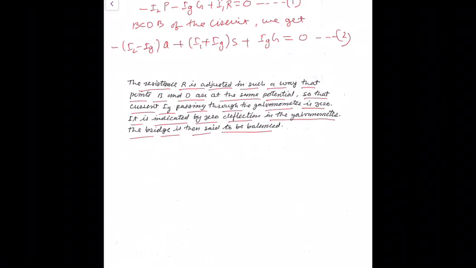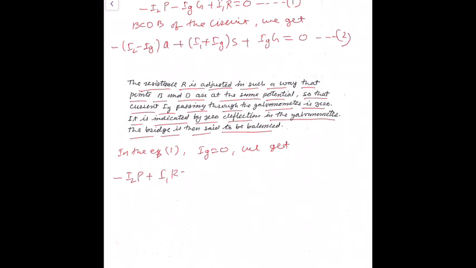As there is no deflection in the galvanometer on pressing key K1, that is Ig is equal to 0. In equation first, putting Ig is equal to 0, we get minus I2P plus I1 into R is equal to 0, or I1 into R is equal to I2 into P, or I1 upon I2 is equal to P upon R.